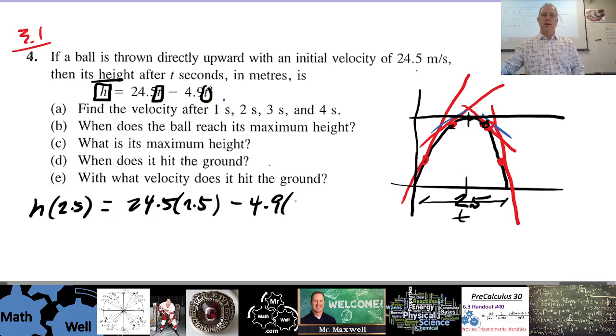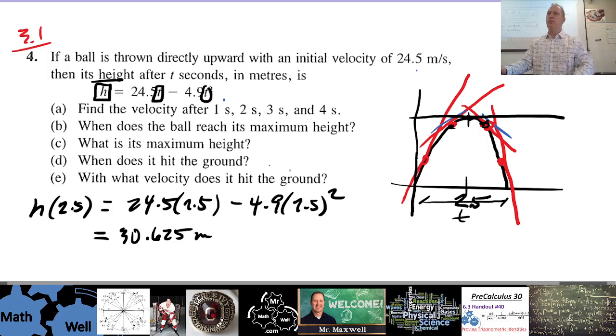Okay, yeah. 2.5 squared. We put 2.5 in there. And then that height will be its maximum height because that is the vertex of the parabola. Okay? And so do that calculation and you should get 30.625 meters or thereabouts. Yep. Okay, let me get that on your calculator. Any questions about 4C?